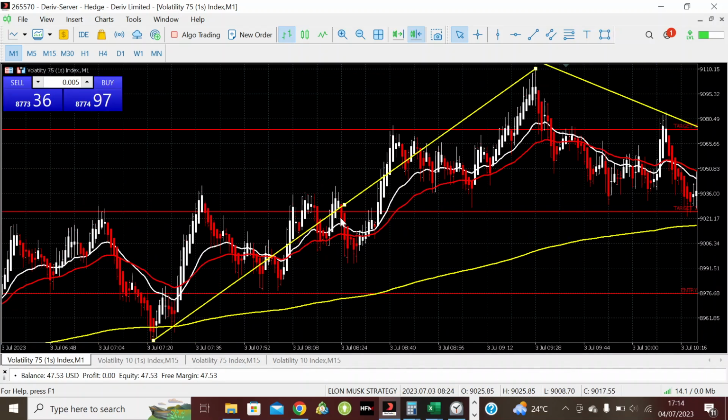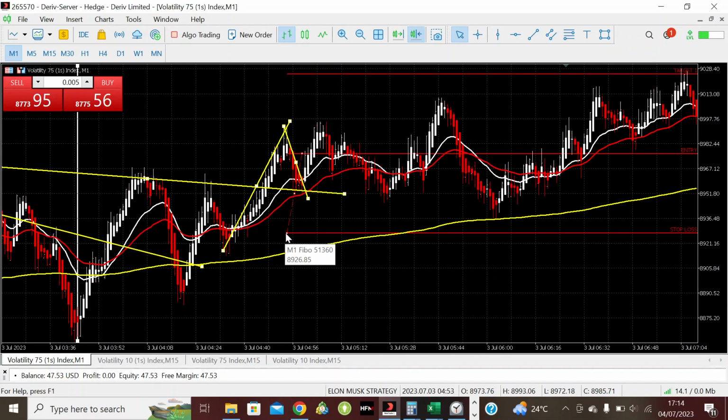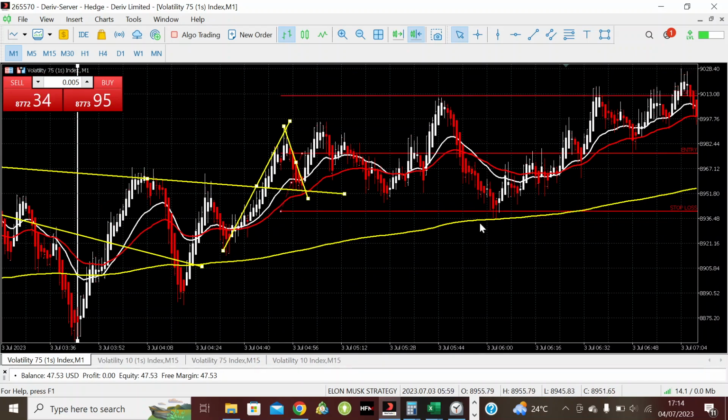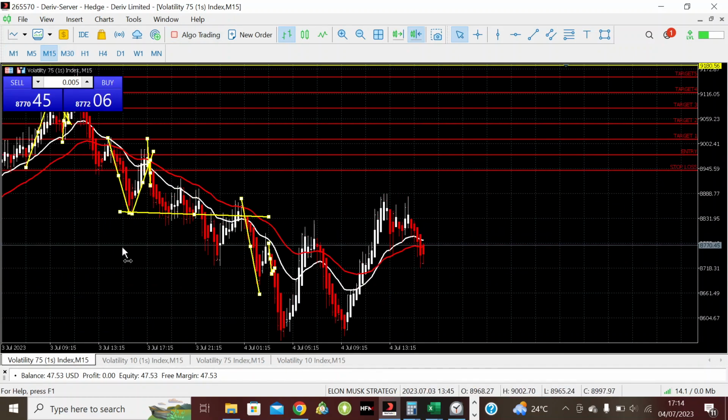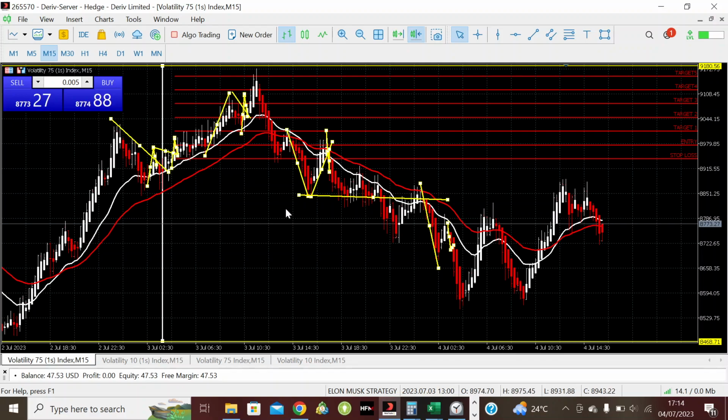Okay, so you see, it depends on where I put my stop loss. If I put it here, I might have been kicked out, so I won't enter again. I'll just let it go, then look for another pullback on the 15-minute chart. So it's as simple as that.